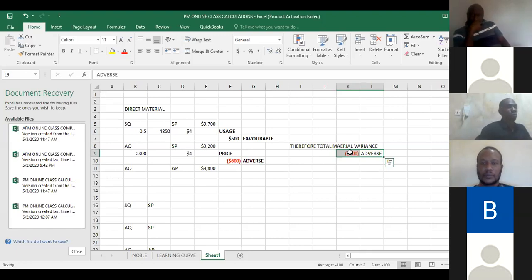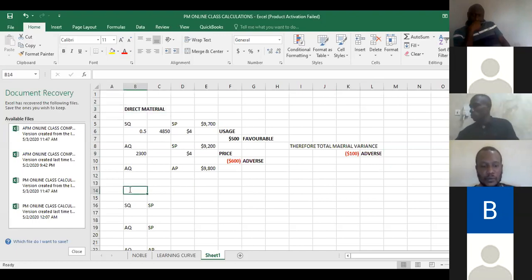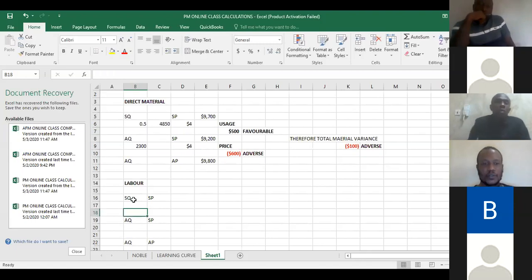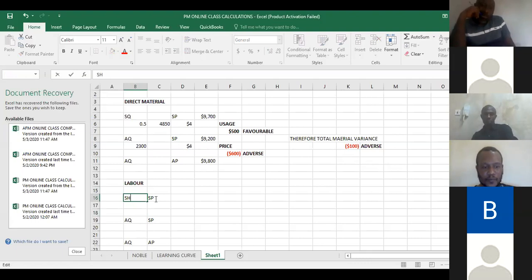Okay, so we are done with our direct material. Is this fine for everybody? Yes. Okay, so we go to direct labor variance now. Same thing. I've cheated and carried the pro forma down. So all I want to do is adjust for hours and price. So hour, and instead of price that is rate, right?